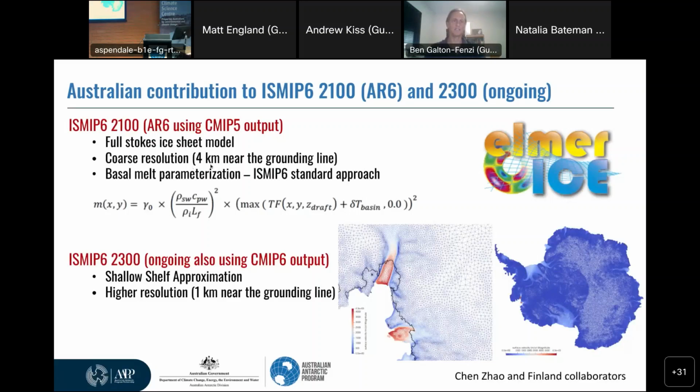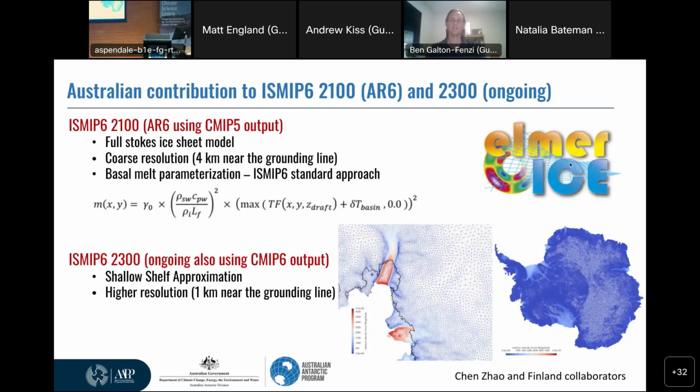And it's a coarse resolution for the earlier stuff, and it has a particular basal parameterization. It doesn't matter about this form, but we downscale the climate model ocean temperatures to the ice shelves, and see how they evolve over time. The ISMIP6-2300, as I said, that's transitioning to the CMIP6 output. In this particular case, we decided to go for a higher resolution near the Greenland, so we brought that down to 1 kilometre. But for computational reasons, we have to use ELMA in what's called a shallow shelf approximation mode.